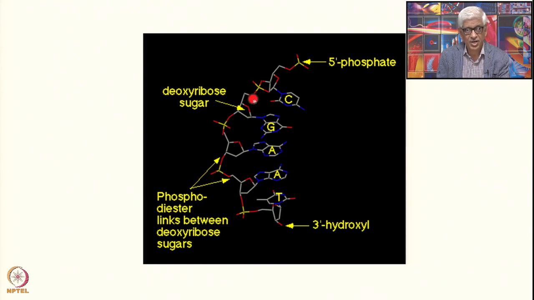You have the deoxyribose ring here, ribose ring here. So, all the ribose rings and the phosphodiester linkages, they constitute what is called the DNA backbone, and the bases are indicated here, C, G, A, A, T, etcetera. So, this defines the sequence of the DNA, and this is called the DNA backbone.